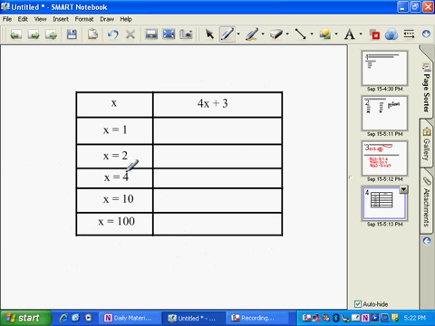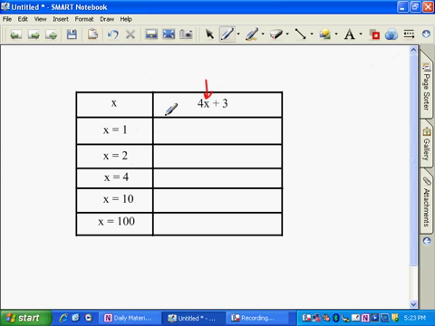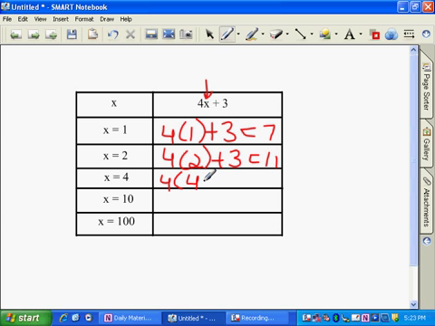Another way to evaluate expressions is if they are in a table, and it's kind of like the problem I just did. You're just going to substitute each of these values for x into the expression right here. The expression 4x plus 3, if x is equal to 1, means 4 times 1 plus 3. 4 times 1 is 4, plus 3 is 7. The expression 4x plus 3, if x is equal to 2, would be 4 times 2, which is 8, plus 3 is 11. The expression 4x plus 3, if x is equal to 4, is 4 times 4, which is 16, plus 3 is 19.